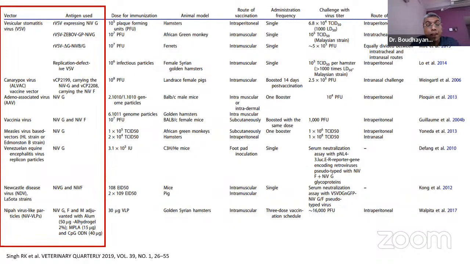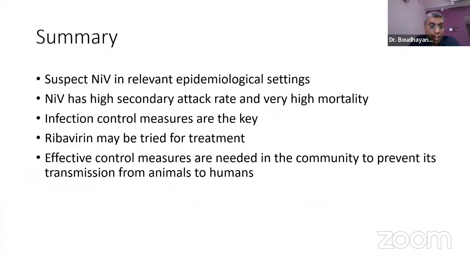in the animal model. To summarize, we should suspect NiV in a relevant epidemiological setting. NiV has a high secondary attack rate and very high mortality, almost up to 100%. Infection control measures are the key. Ribavirin may be tried for treatment and also for post-exposure prophylaxis.